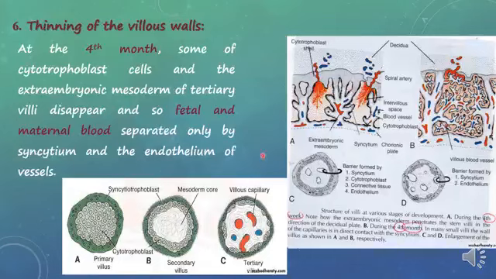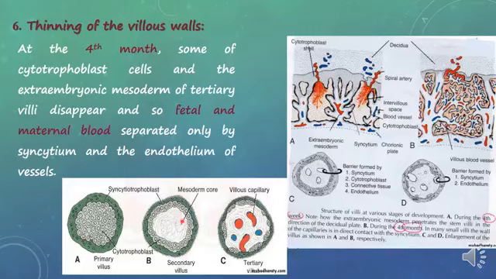Now, thinning of the villous walls. At the fourth month, some of the cytotrophoblastic cells and the extra-embryonic mesoderm of the tertiary villi disappear. And so the fetal and the maternal blood are separated only by syncytium and the endothelium of the vessels.